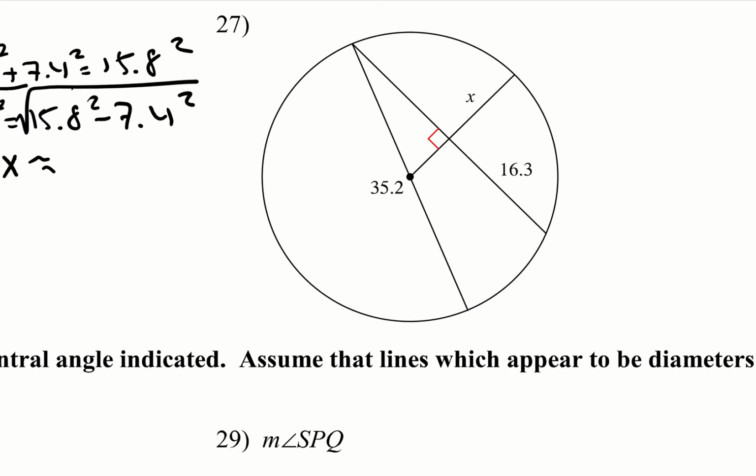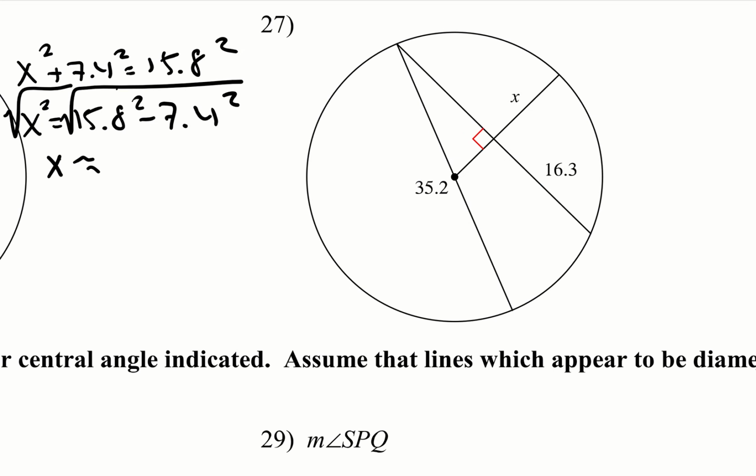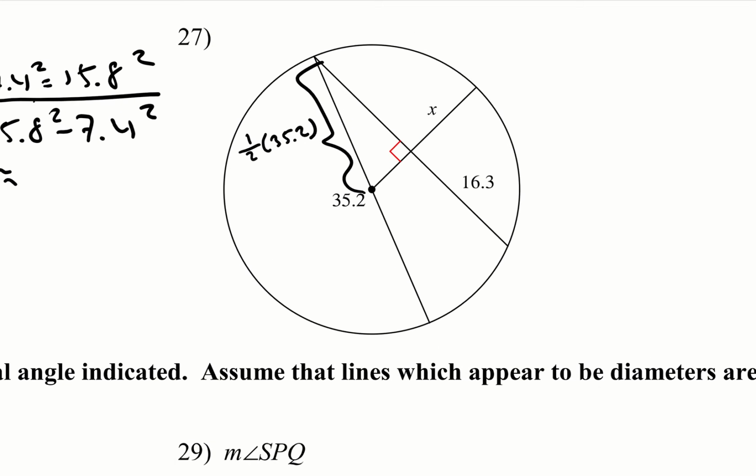All right, for number 27, we got another right triangle scenario here. We got the diameter is 35.2, which means that this has to be half of that diameter. So this is going to be half of 35.2. Half of 35.2 is, I believe, 17.6, if I'm not mistaken. So we got that radius there.